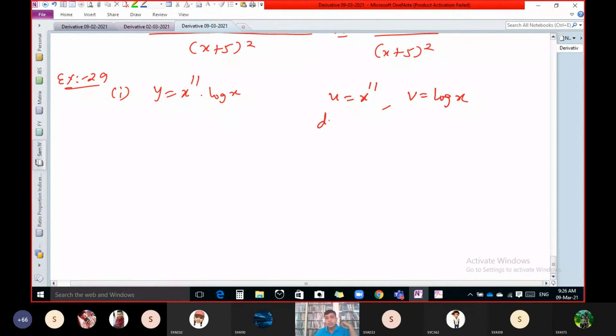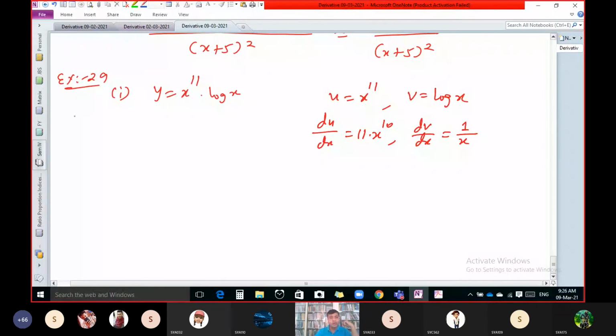Now differentiate u with respect to x. What is the derivative of x raised to 11? 11 into x raised to 10. And listen carefully. Derivative of log x. Learn this. Derivative of log x. Any of you know the answer? 1 upon x. Correct. So learn this. Derivative of log x is 1 upon x.